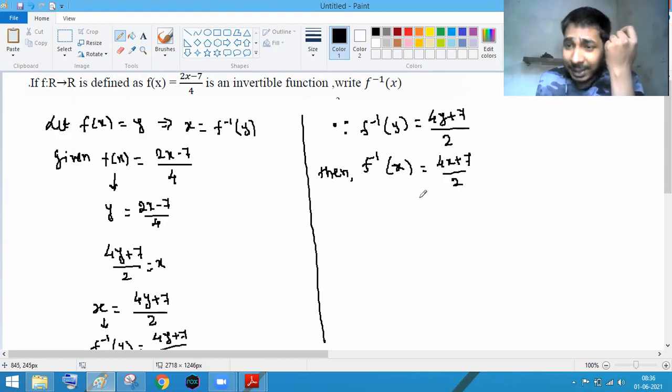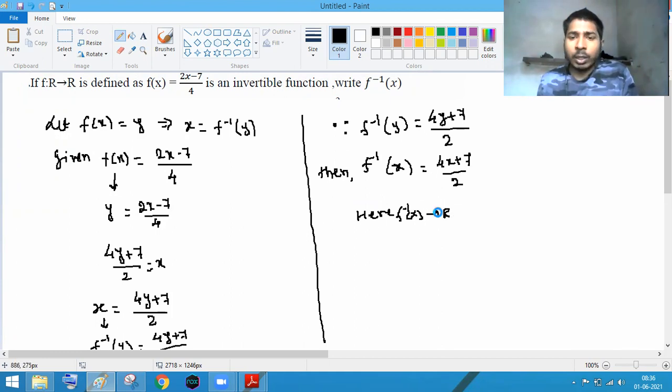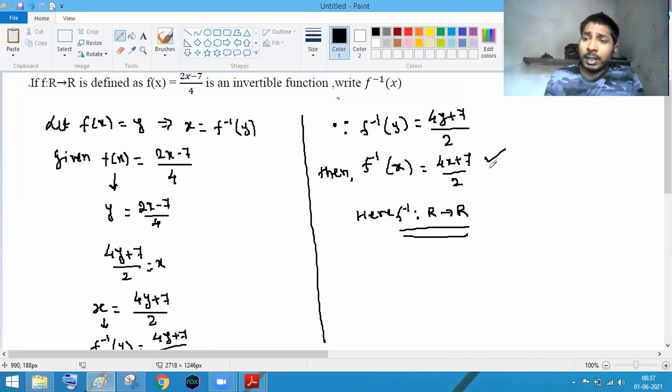Now check the domain and range for this. If you find the domain of this f inverse x, it is also defined from real numbers to real numbers. Or you can write it like this also: f inverse is defined from real numbers to real numbers. How? Check, its domain will also be real numbers, its range will also be real numbers. There is no restriction on the domain and range. So what is f inverse x? f inverse x is this. Are you clear with this?